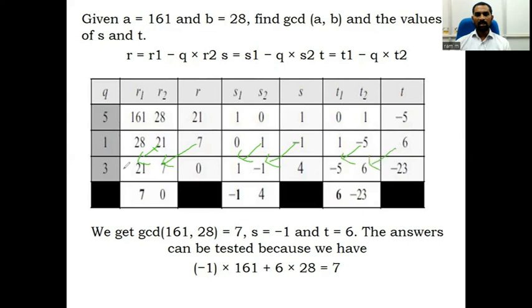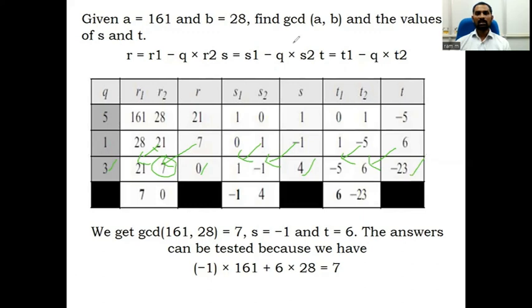Before repeating, we need to check whether R2 is greater than 0 or not. Yes, R2 is greater than 0. So again, we need to find the Q value. 21 divided by 7 is 3. As it exactly divides, the remainder will be 0. Now we'll apply the formula for S, we'll get it as 4. If I apply the formula for T, I'll get it as minus 23.